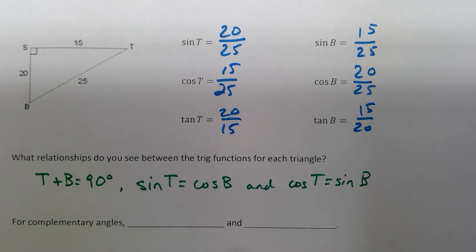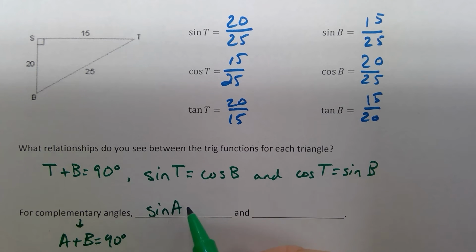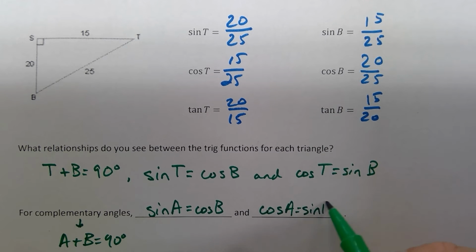So that's what we see in this pattern right here. So we're going to do a little bit of generalization. If we have complementary angles, so that means a plus b equals 90 degrees, sine of a equals cosine of b, and cosine of a equals sine of b. That's a pretty interesting pattern that we see, and it can become very helpful when we're trying to find missing angles or missing sides.